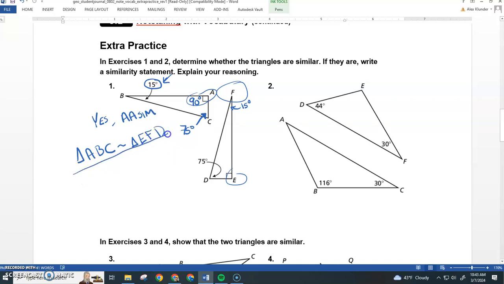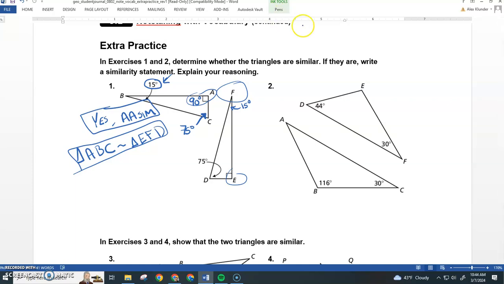So notice how the question is asking for a couple things. One, are they similar? If they are, write a similarity statement and then explain. So there's kind of three things to write here. Yes, they're similar because of angle similarity. And here's the similarity statement.